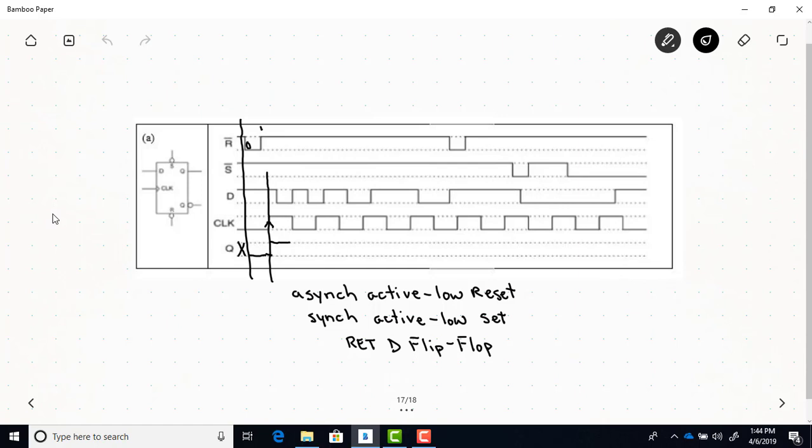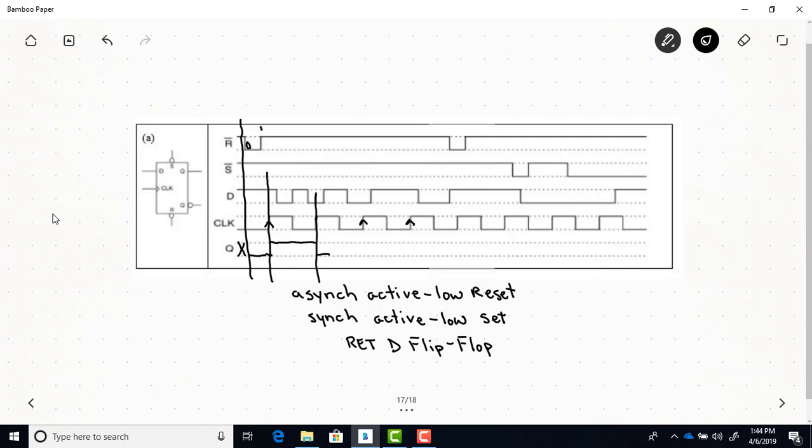And at the time of this rising edge, you can see that D input is equal to 0, so our Q output's going to go to 0. Okay, so it's just looking at each of these rising edges here and setting Q equal to D.